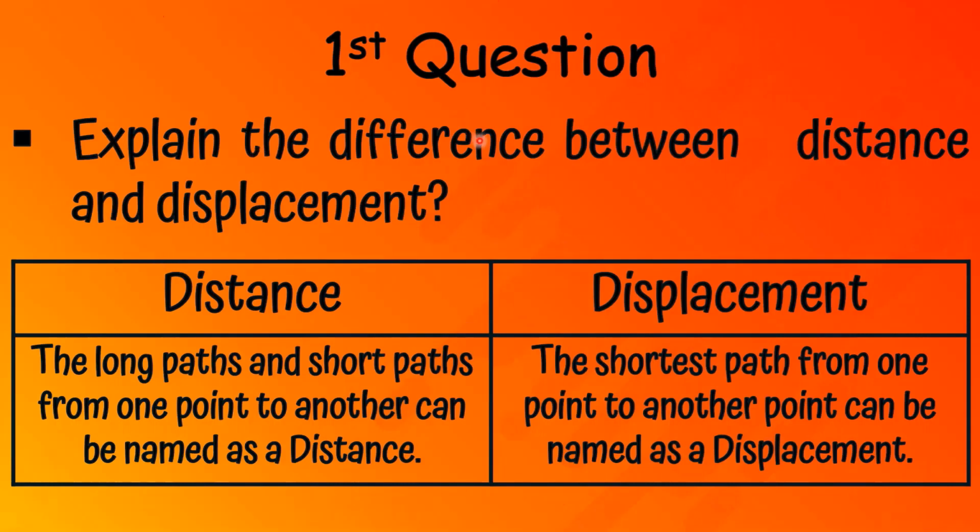Explain the difference between distance and displacement. Distance means the long paths and short paths from one point to another. And the displacement is the shortest path, not the long or longest. The shortest path from one point to another point can be named as displacement.